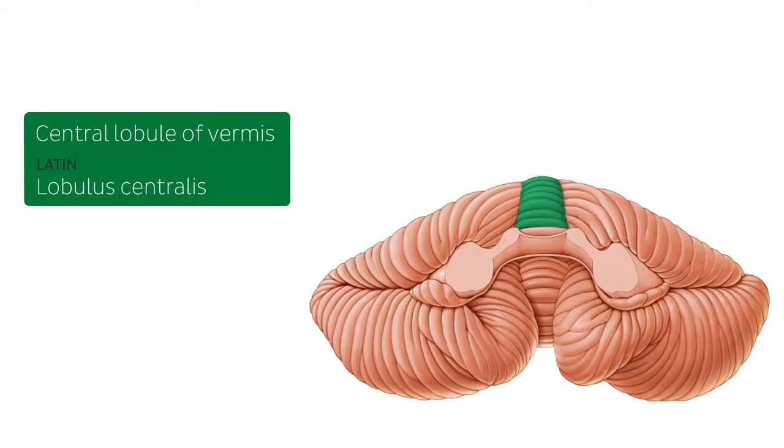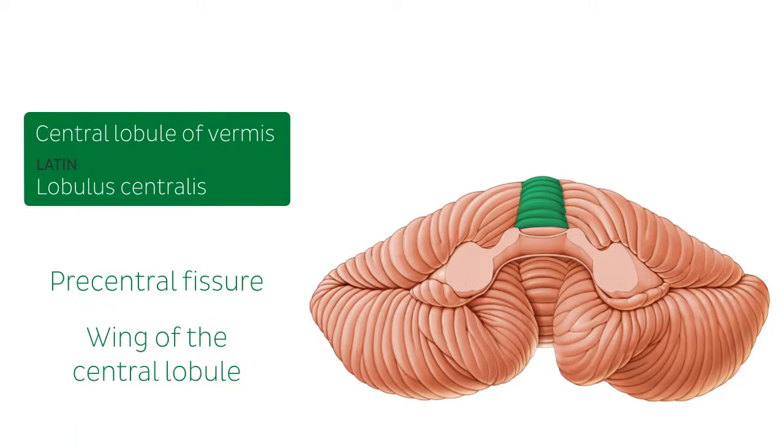Now, this one is a small square-shaped lobe located in the anterior cerebellar notch. It overlaps the lingula, from which it is separated by the precentral fissure, and it is related with the wing of the central lobule pertaining to the hemispheres.